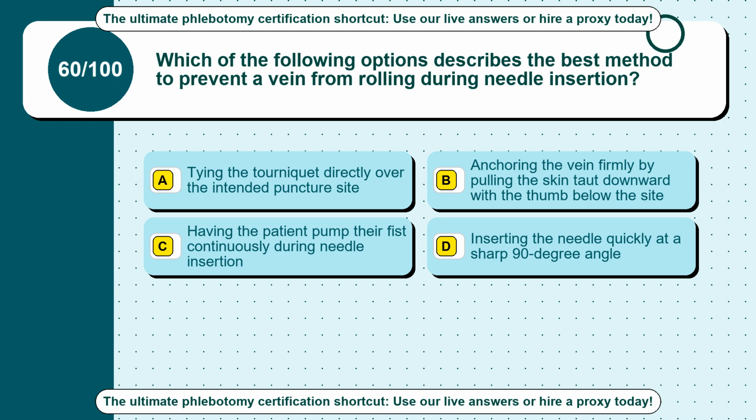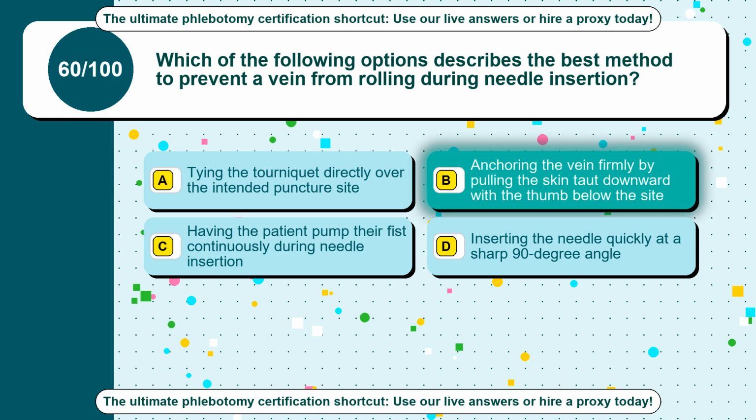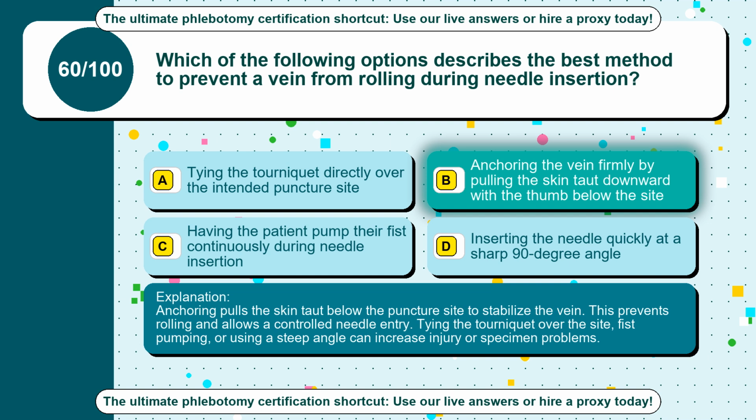The correct answer is option B. Anchoring the vein firmly by pulling the skin taut downward with the thumb below the site. Anchoring pulls the skin taut below the puncture site to stabilize the vein. This prevents rolling and allows a controlled needle entry. Tying the tourniquet over the site, fist pumping, or using a steep angle can increase injury or specimen problems.